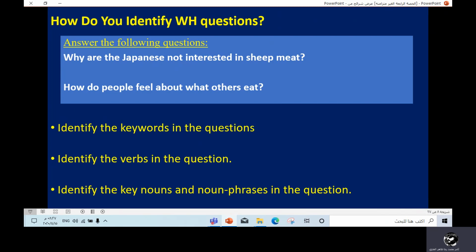Or maybe if you don't have enough keywords in the question, you can identify the verb. Like this, we have a verb like feel. People feel what? You have to find the paragraph which was talking about this verb here.